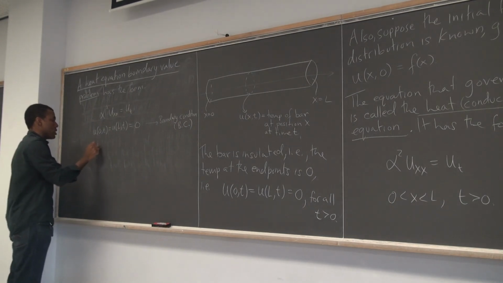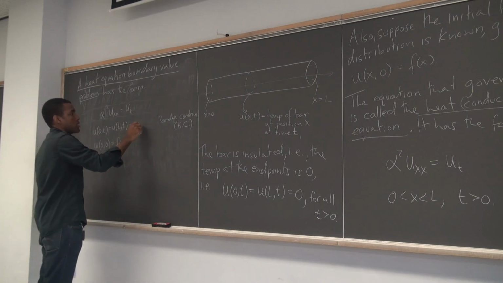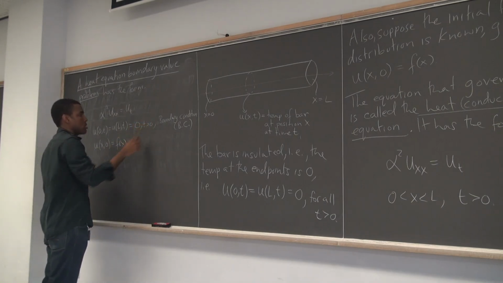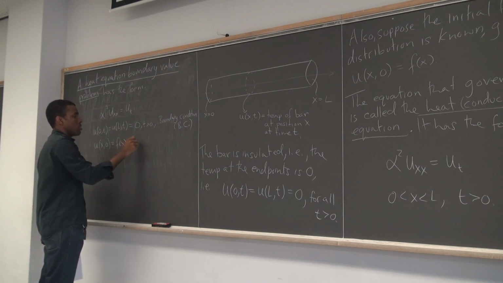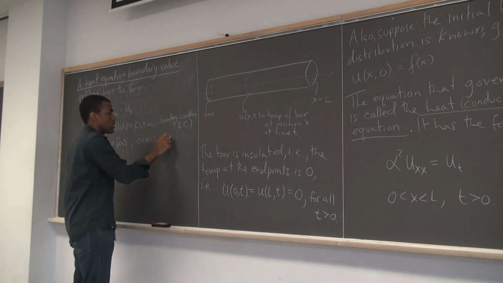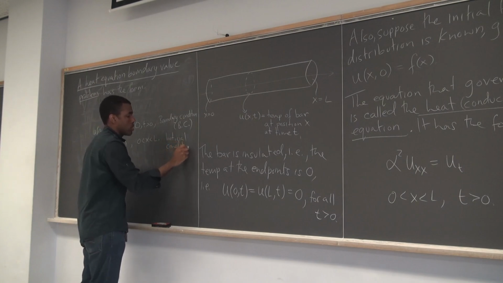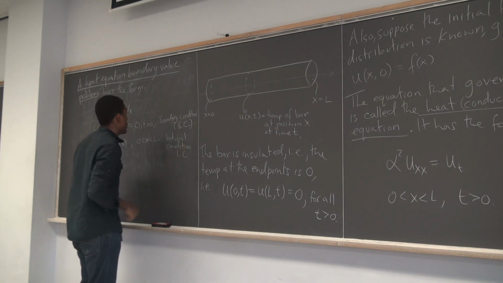And they will tell you the initial temperature distribution. So the temperature at time 0 is given by f of x. The boundary condition is given for all t greater than 0. The initial condition is given for all x along the bar, which I will abbreviate IC from now on.